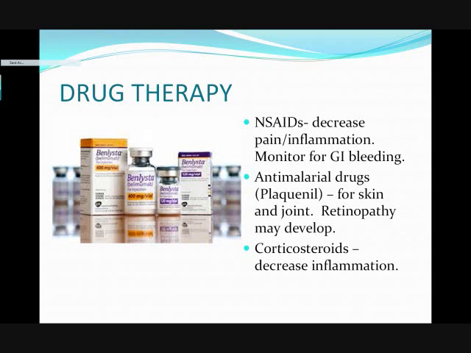Plaquenil will also help the skin along with the joint problems. And they may be given like a cocktail of maybe a little Plaquenil and some NSAIDs on the side, or it's not, every patient's different depending on their symptoms. Maybe they'll only get corticosteroids for exacerbations.